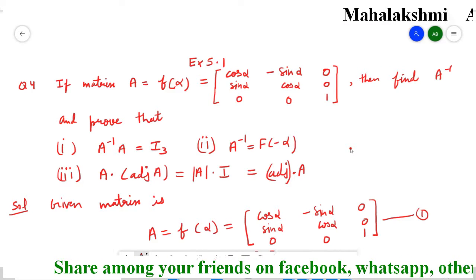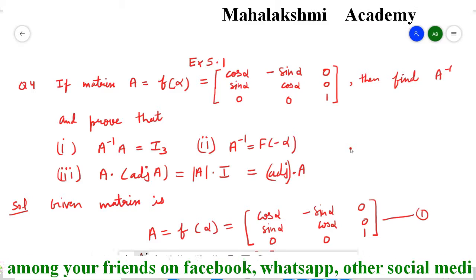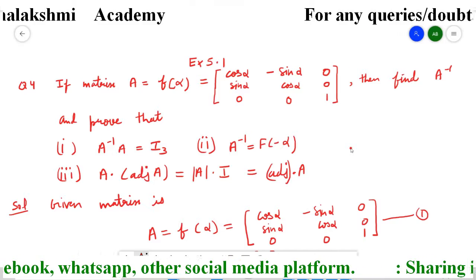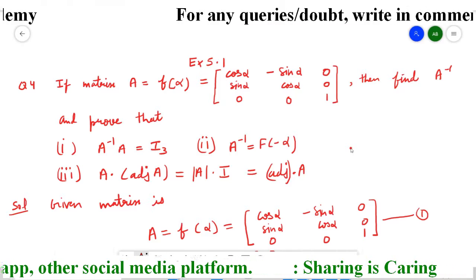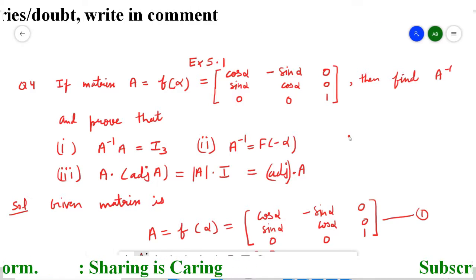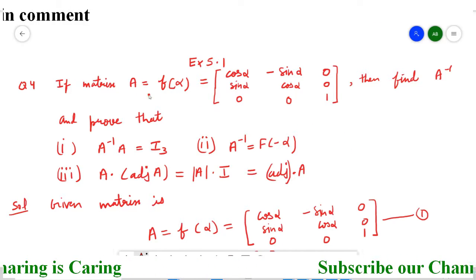The concept of finding the transpose of a matrix, the determinant of a matrix, and how to find the adjoint of a matrix, which you have already learned. So this question is just a combination of these three concepts. So we will do it. Here we see the question.